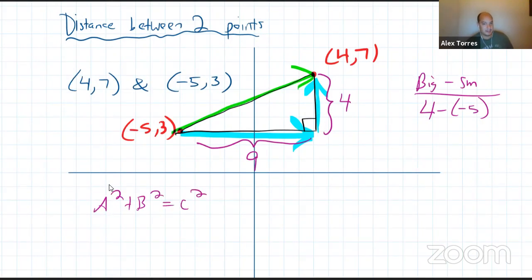Most important thing about the Pythagorean is that the hypotenuse has to be C, if you're ever dealing with a harder question where maybe you're given the length of the hypotenuse. And so that's 4 squared plus 9 squared equals C squared. 16 plus 81 equals C squared.